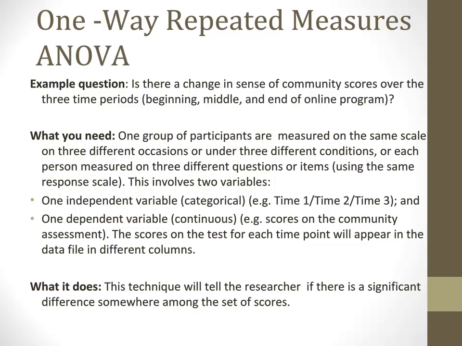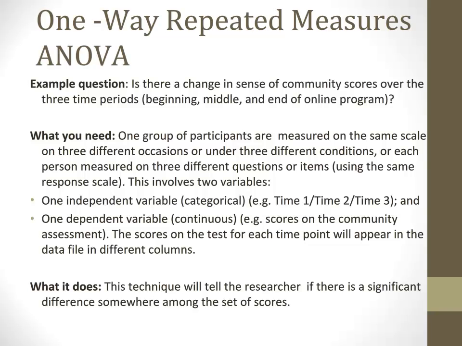Let's say that there's a researcher and he or she's interested in looking at not if sense of community differs between types of courses, but rather if sense of community differs over 3 periods in which students are enrolled in a program. Let's say the researcher is interested in the student sense of community at the beginning of the program, the middle of the program, and at the end of a program in which they're enrolled. And let's say specifically it's an online program.